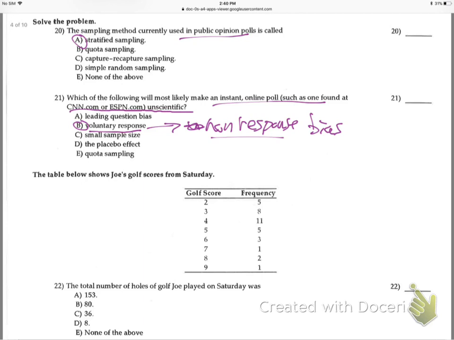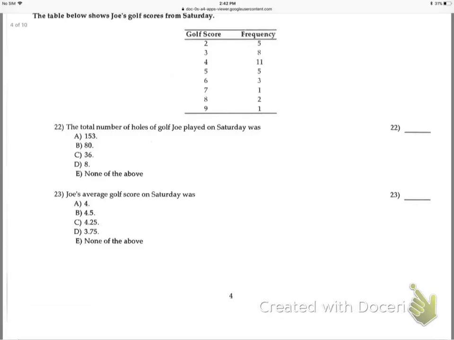Yeah, this one is always tough for people on the exam. We did one or two like it. These are our last few minutes, so let me just show you what you do. Let me put that one at the top. Okay, so here we have the golf score frequency thing. What do we do here? Total number of holes of golf Joe played on Saturday was. Do you understand what this is saying?